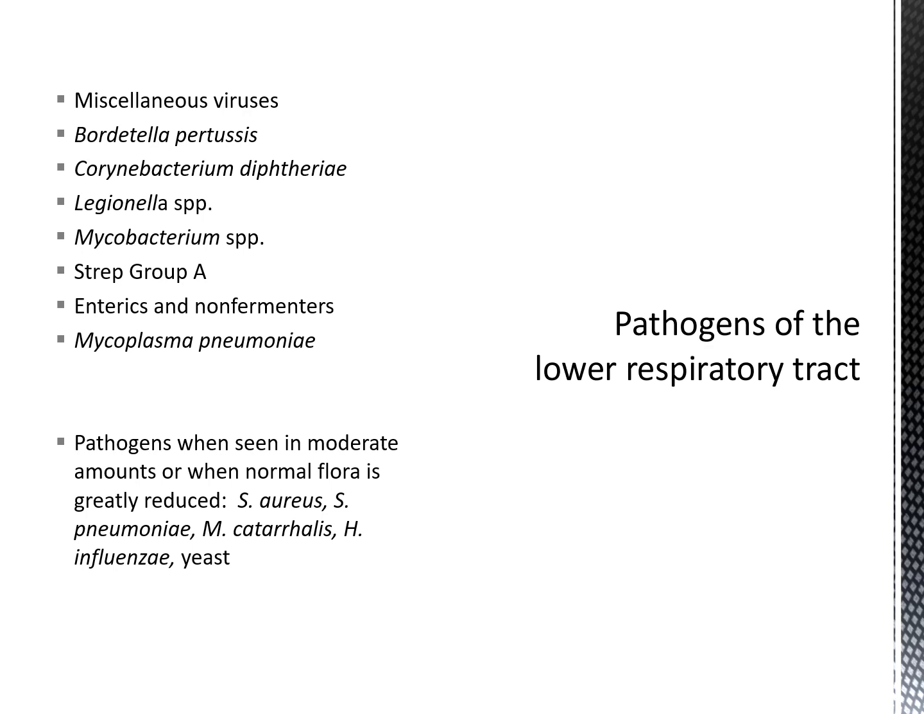Now, pathogens that we can see in moderate amounts, or when it's with normal flora, are Staph aureus, Strep pneumoniae, Moraxella catarrhalis, Haemophilus influenzae, and yeast. What that's saying is if you have a few of those colonies collected in the lower respiratory tract and there's no normal flora, those would be considered pathogens.